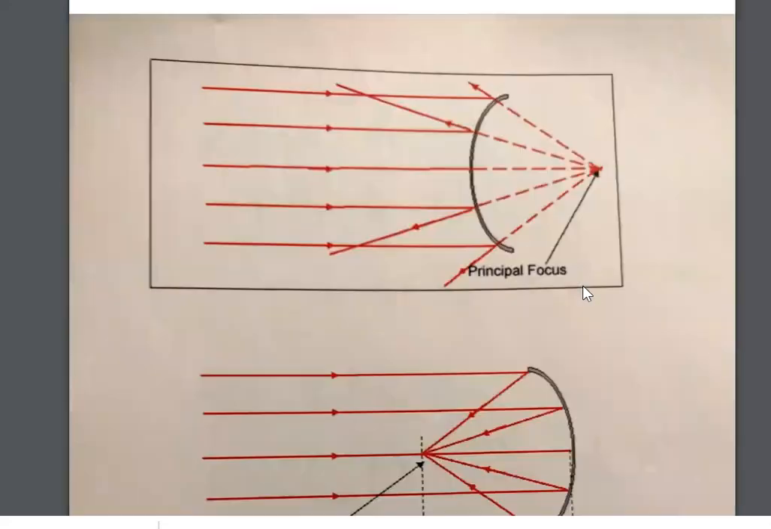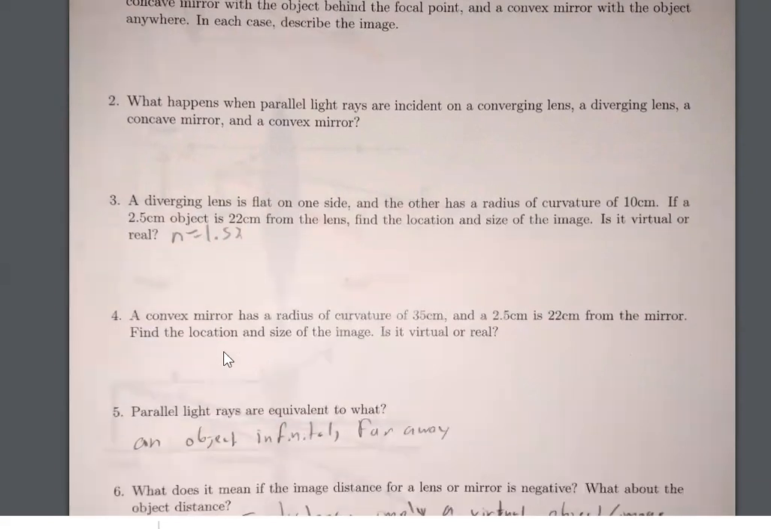All right, so number 3, let's go back up and read the problem. A diverging lens is flat on one side and the other has a radius of curvature of 10 centimeters. If a 2.5 centimeter object is 22 centimeters away from the lens, find the location and the size of the image. Is it virtual or real? And I left this part out. I supplemented it now, so your copy has this in there. But the index of refraction of the lens is 1.52.